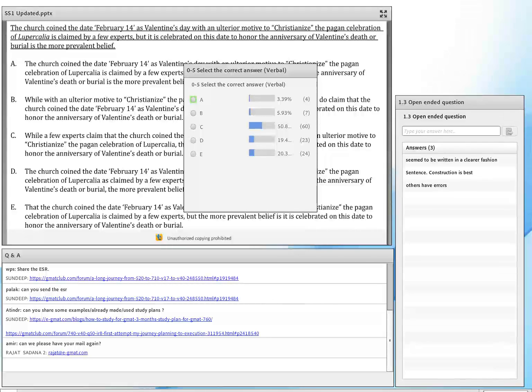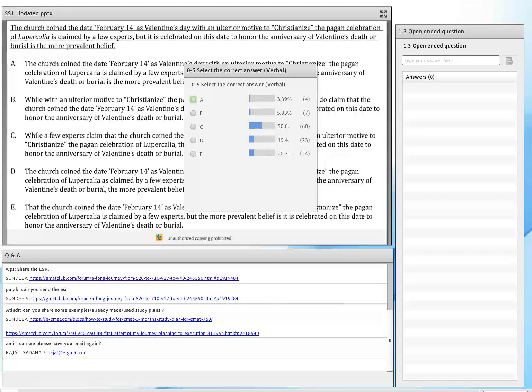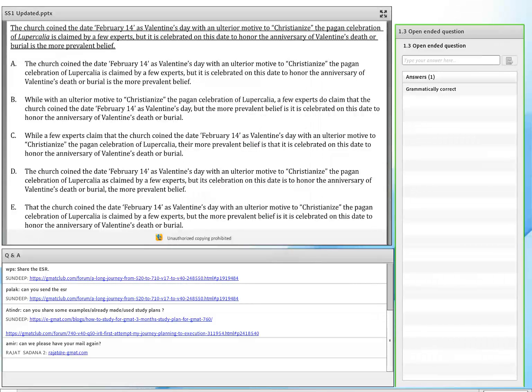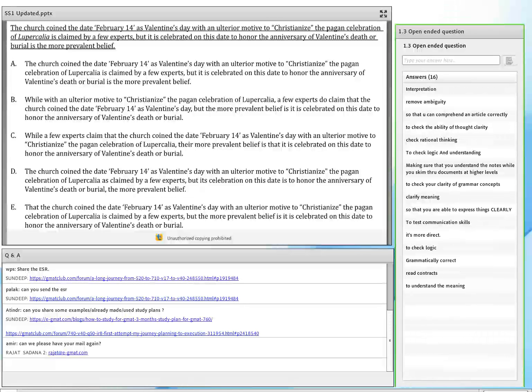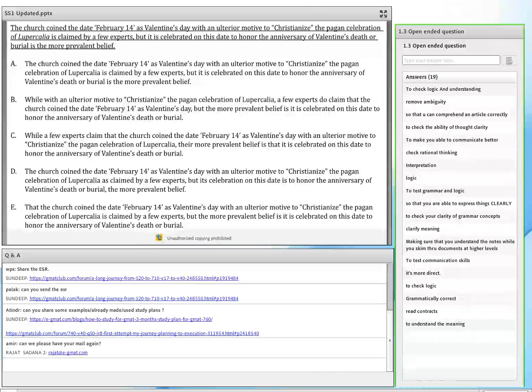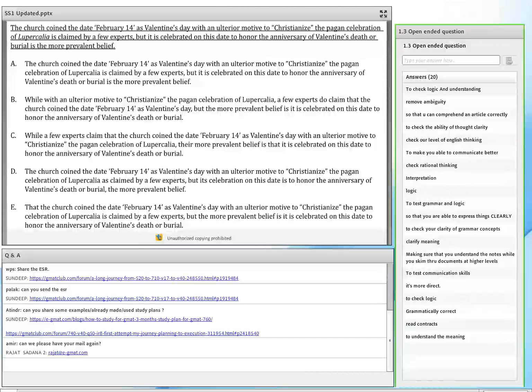Okay, let me ask a different question. Why does the GMAT have sentence correction on there? Why do you think sentence correction as a subsection makes sense? Okay, to check logic, it's more direct. Why else do you think sentence correction makes sense as a part of the verbal section of the GMAT? Remove ambiguity, to check rational thinking, so that you can comprehend. That's good. Those are really good answers. Okay. To test grammar and logic.